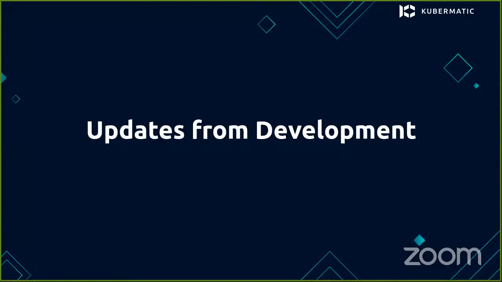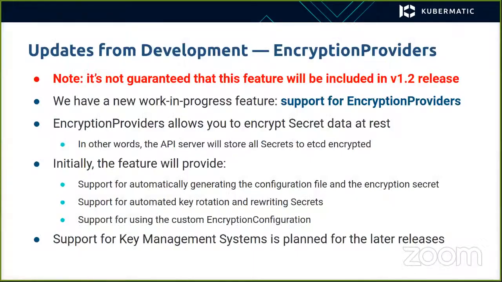And one update from the development: we have a new feature, which is a work in progress, and that we hope to include in v1.2, but it is just being planned and worked on. So there are no guarantees that it is actually going to make the 1.2 release. The new feature is support for encryption providers, which allows you to encrypt secret data at rest. In other words, it means that the API server will store all secrets to etcd in an encrypted format.